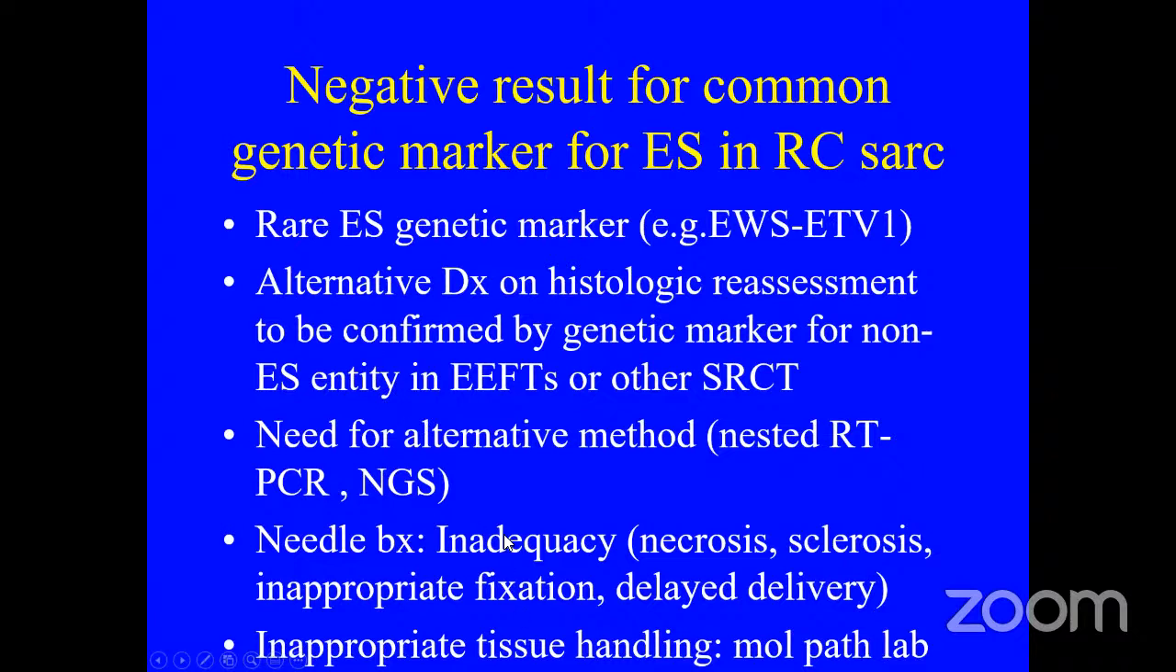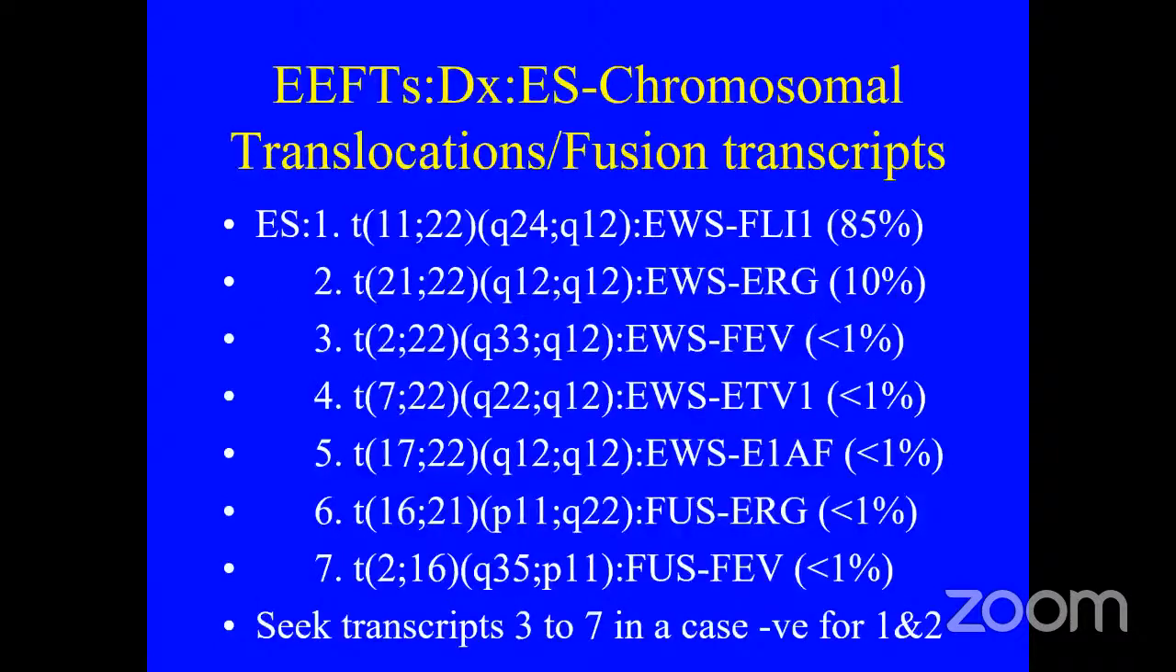A needle biopsy may interfere with the adequacy of the sample because of necrosis, sclerosis, inappropriate fixation, or delayed delivery. I'm just pointing out these factors to you because the appropriateness of the sample that you submit for genetic markers is very, very important. And your negative result may be related to inappropriateness of the sample that is submitted.